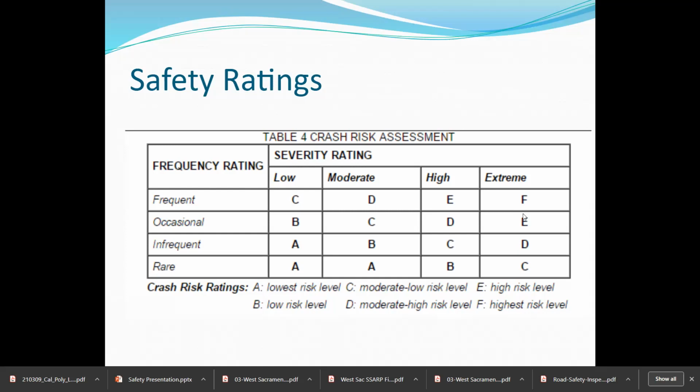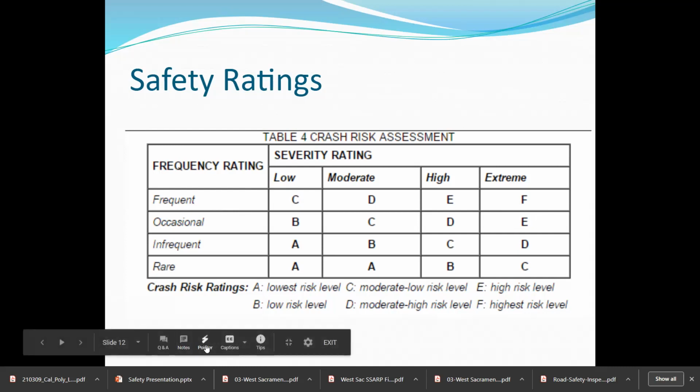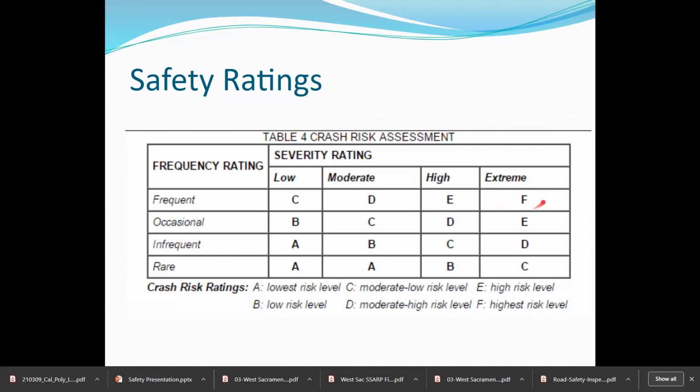So generally speaking, even if you don't designate the grade, you want your site to not have frequent, very severe conflicts. So you never want to have an issue that falls towards the top right of the framework. So you never want to have a location that has a safety issue that falls in this region of the chart, because that means there is a severe or extremely severe crash issue that's happening very frequently.